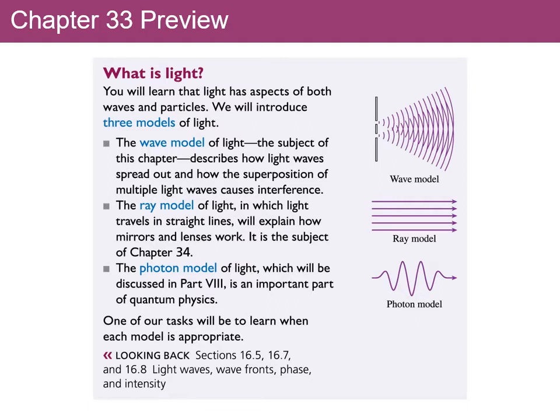Light has both wave and particle properties. We will utilize three models for light. We begin with the wave model of light, describing how light waves spread out and how superposition of light waves leads to interference. We will then turn to the ray model of light, where we will describe light traveling in straight lines. This model will provide a simple framework for gaining an understanding of lens and mirror effects.